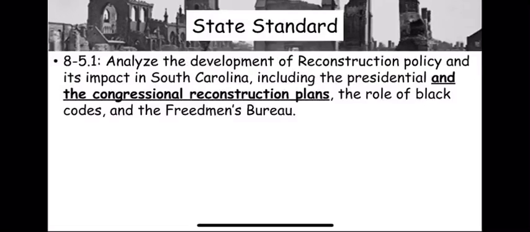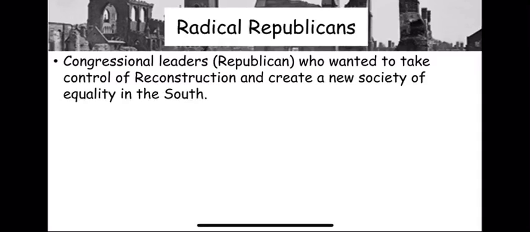Congressional Reconstruction it is. We're still on Standard 8.5, Indicator 1. I'll read this to you. It's analyze the development of Reconstruction policy and its impact in South Carolina, including the presidential and the Congressional Reconstruction plans, the role of black codes, and the Freedmen's Bureau. So we've got a lot on the plate today, and we're going to talk about these things at length. I'm going to try to keep it at 10 minutes the best I can.